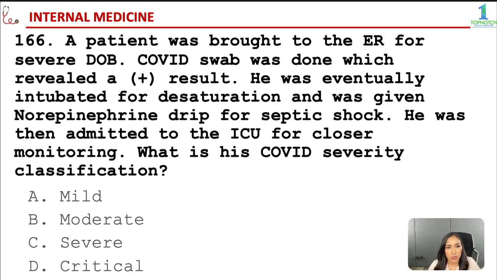166. A patient was brought to the ER for severe DOB. COVID swab revealed a positive result. Intubated for desaturation. Septic, no? And he was then admitted to the ICU for closer monitoring. What is his COVID severity classification? Na-intubate na, ICU na, critical na yan.